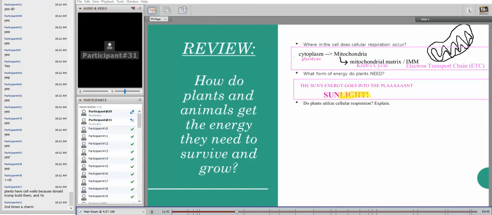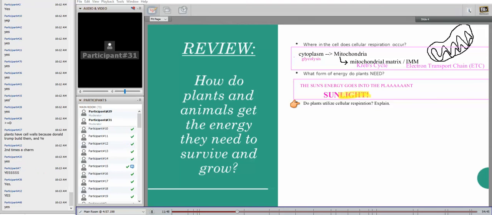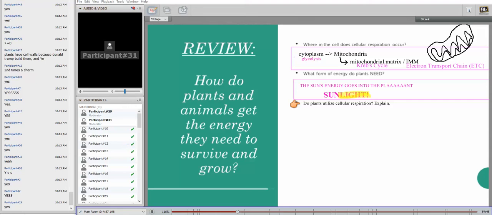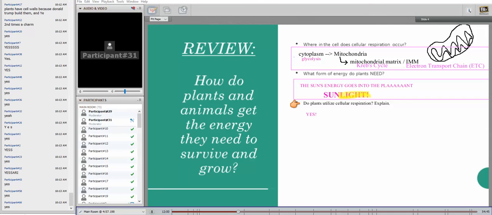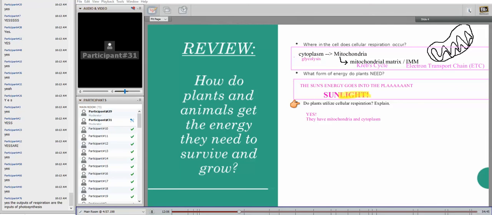So let's re-ask this question right here. Do plants utilize cellular respiration? Woo! I'm glad we were able to redirect that one. Okay, you guys, super important that you understand plants utilize cellular respiration because cellular respiration is how you get cellular energy. And your energy in your cells is what powers your metabolism, your growth, your muscle cells.